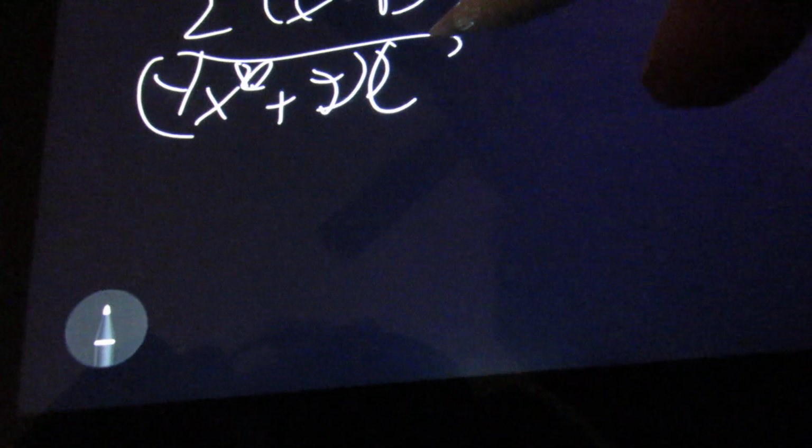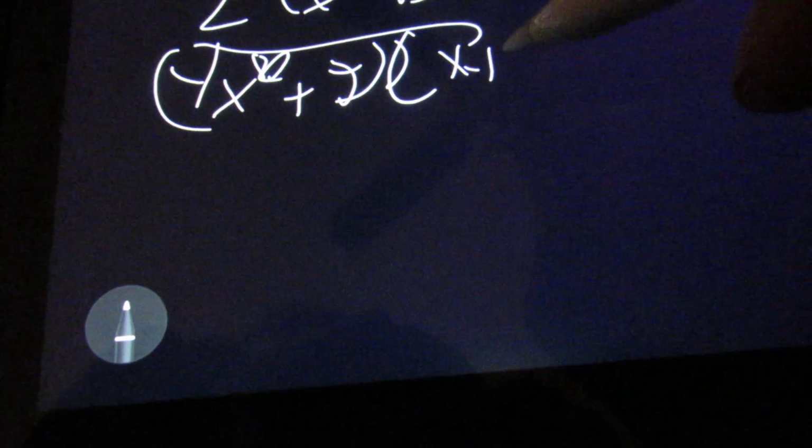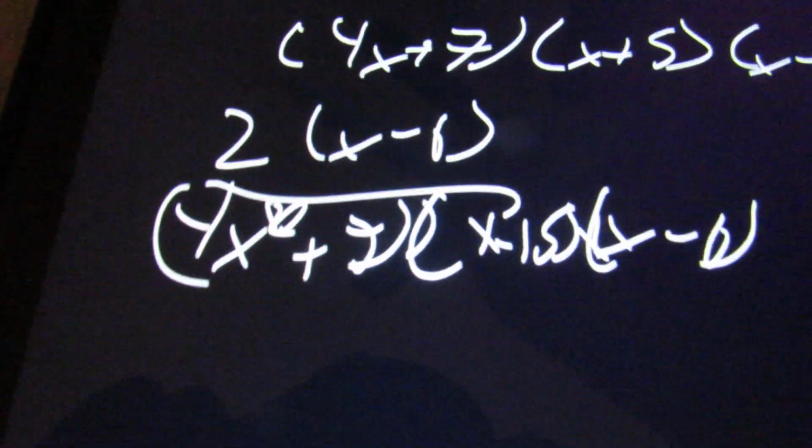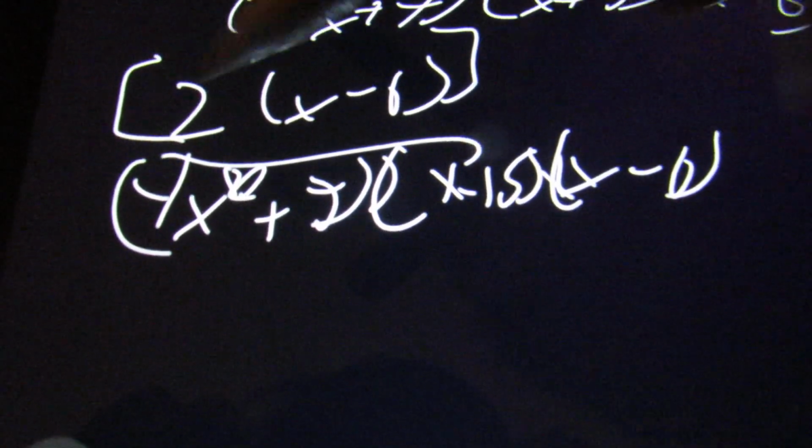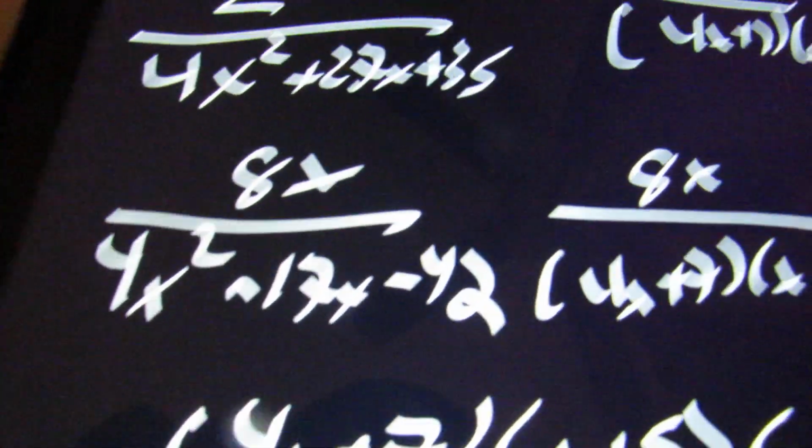2 times x minus 6 over 4x plus 7, x plus 5 and x minus 6. And if you're not using the math quill, you may need to put brackets around all of this. The second one doesn't have the x plus 5, so it has to be put in there.